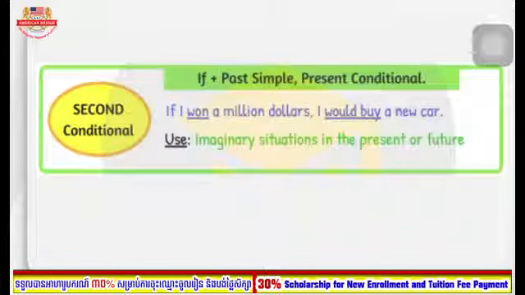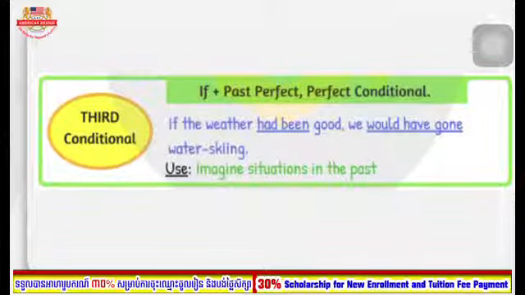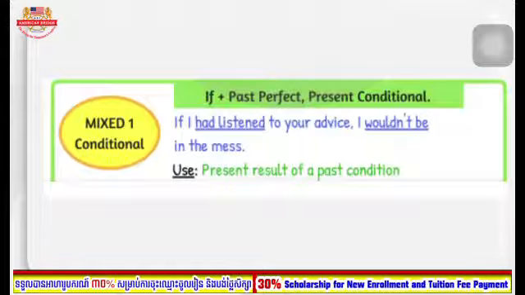What we think about something, but that is not true. Third conditional: imagined situations in the past. It is just what we think about or recreate about something in the past that we didn't do. Next, the mixed conditional: the present result of a past condition. We can say it recreates the result of something that we didn't do in the past.